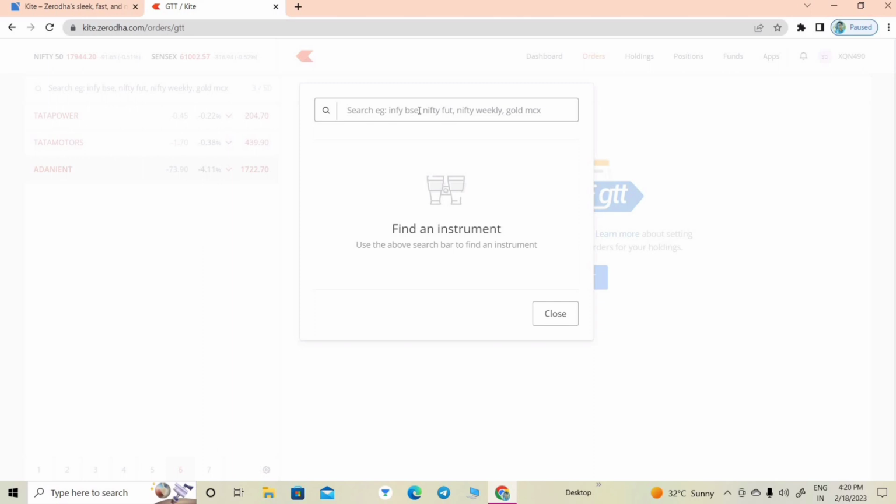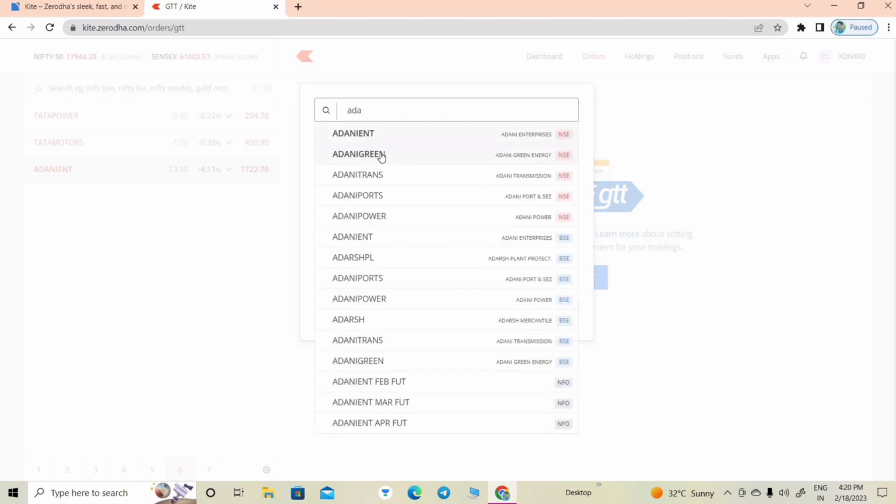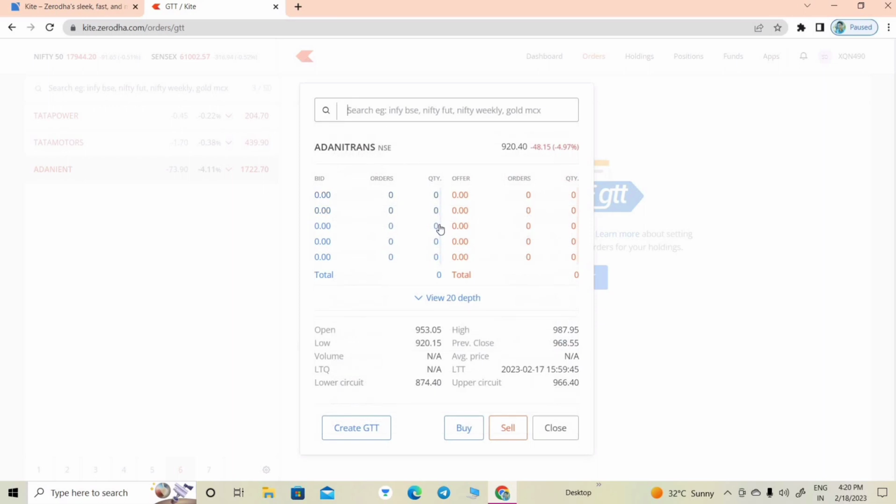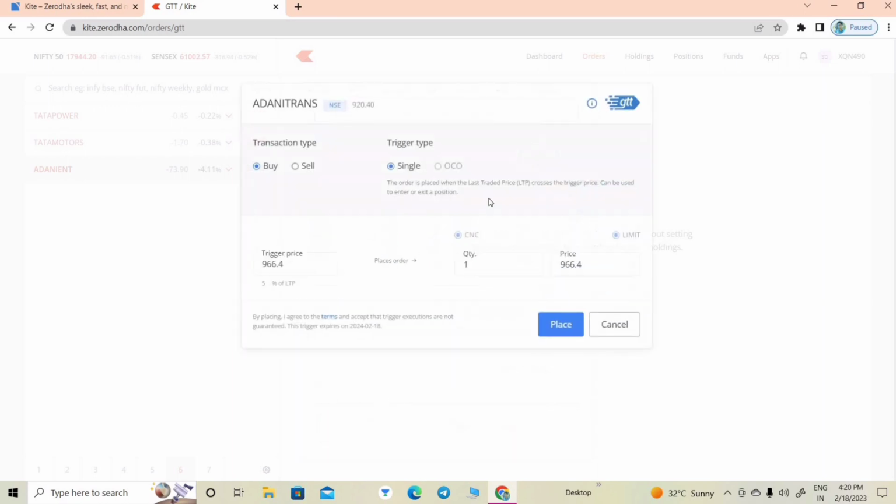Here I am selecting Adani Trans and creating the GTT. So this is the GTT option. This GTT is available for a long time. That is, even after 5 months or 6 months, if the order has not reached a particular target, it is not executed. If it reaches a particular trigger price, it is executed.